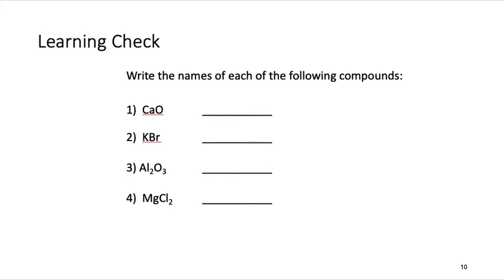Write the names of the following compounds. CaO, calcium oxide. Okay. KBr, potassium bromide. Al2O3. Okay. Do you see you don't even need to bother with the 2s and 3s. Just look, first one's aluminum, second one's oxygen, so it's aluminum oxide. So it's easy going from the formula to the name, harder to go from the name to the formula. And the last one, MgCl2, magnesium chloride.